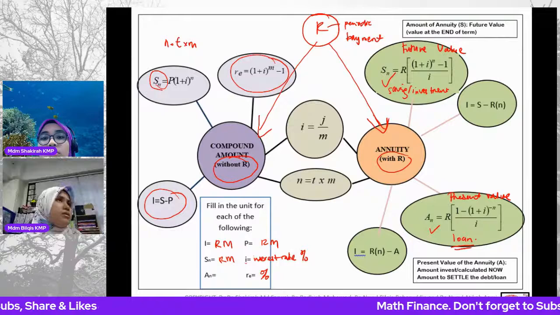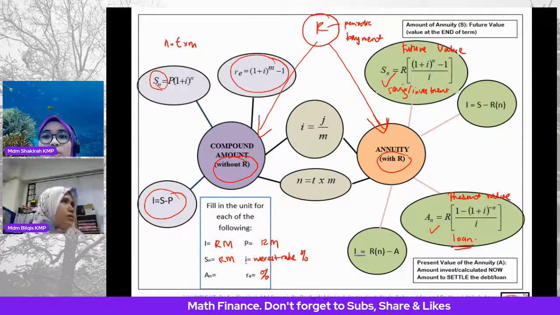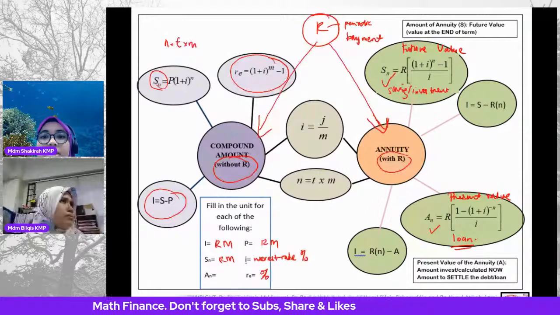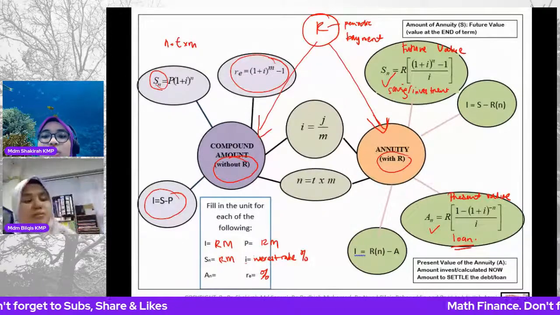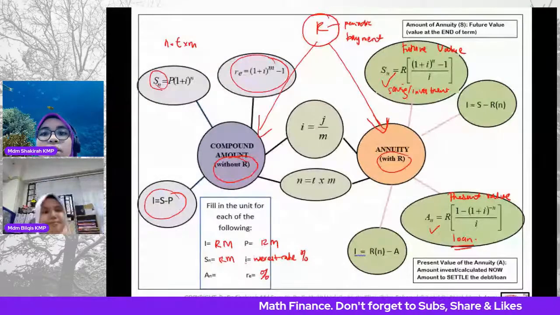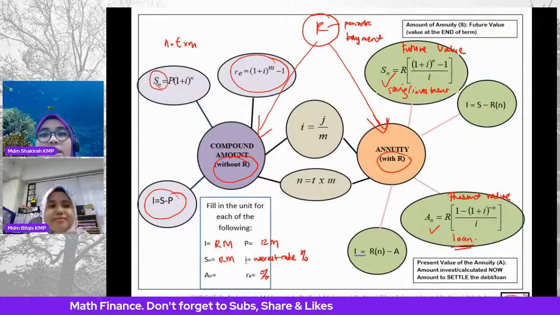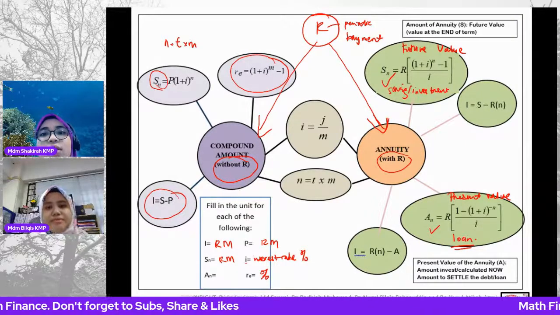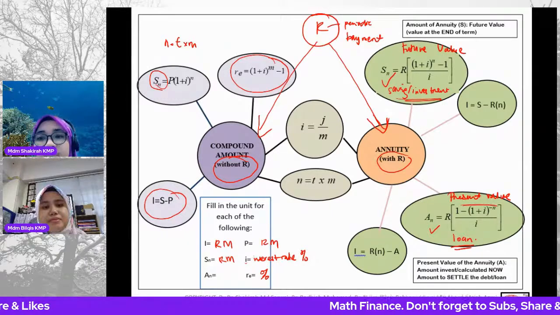When we are talking about loan, that means we need the money now because we need to pay or to buy something in a lump sum, in a big amount. So when we talk about loan, we want that money now. When we talk about saving and investment, that means we want to know how much money we will get in the future. So this is SN, future value. This is present value.